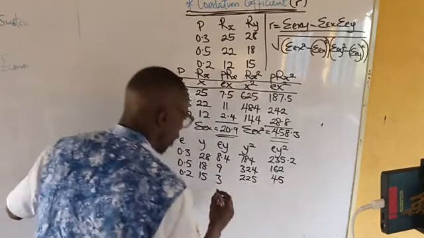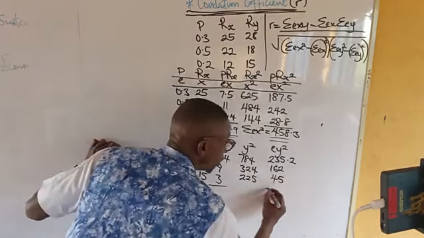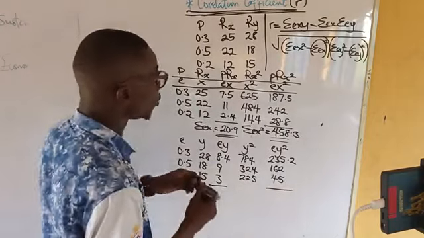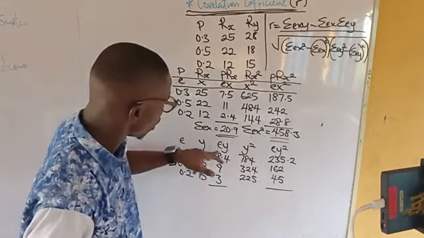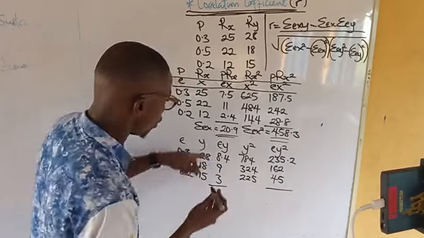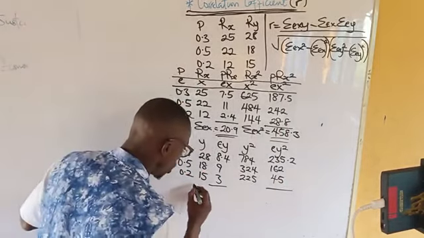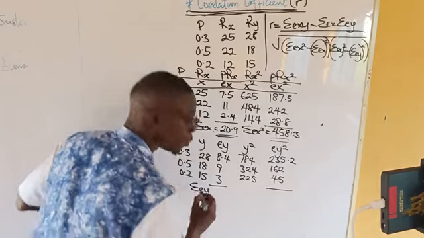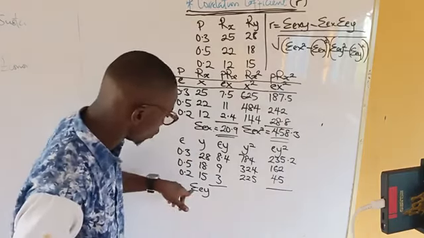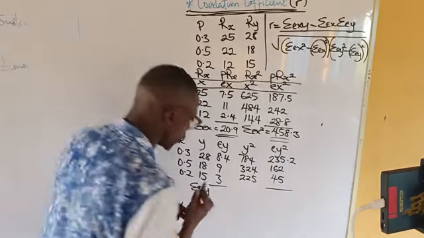So don't forget that we are supposed to sum this up and this so that we can get it in our formula. Because look at it now. E, that is summation. Summation E. Okay, 20.4.